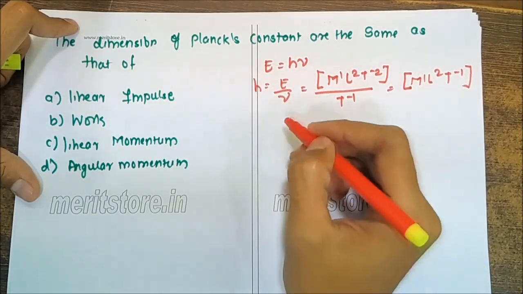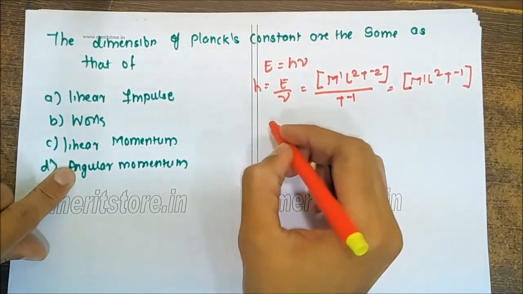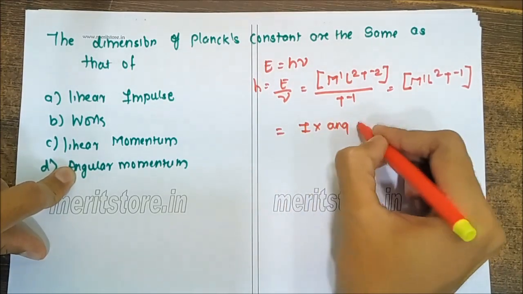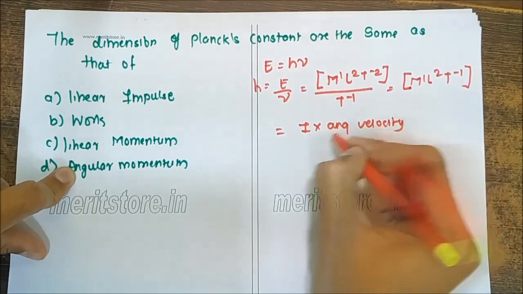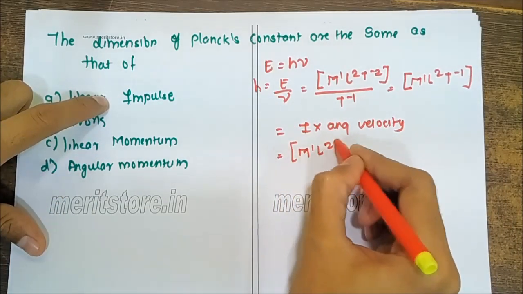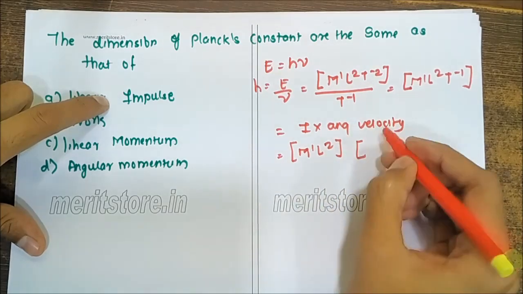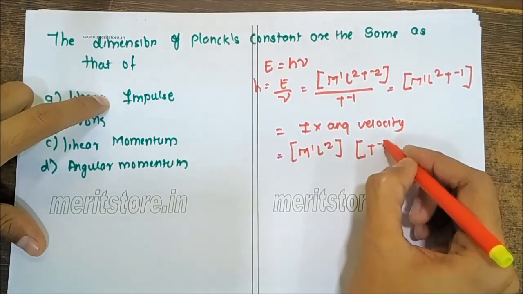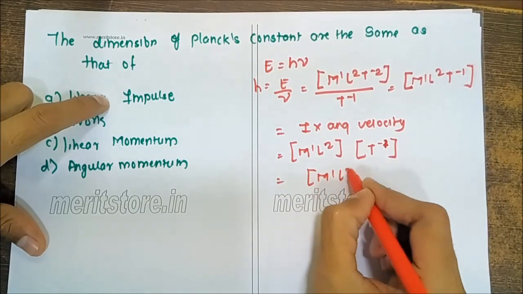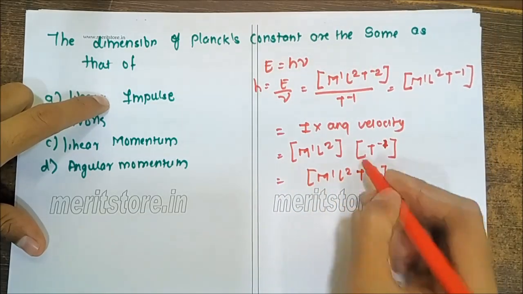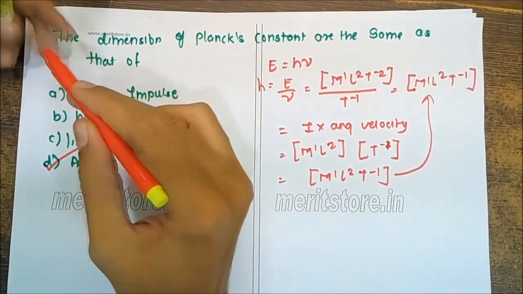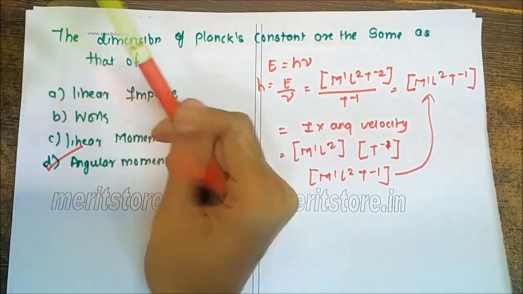So let's check this for the angular momentum. Angular momentum is nothing but I into the angular velocity. I, being the moment of inertia, has the dimensions of M1 L2, and the angular velocity is T raised to minus 1. So if we combine them both, we get M1 L2 T raised to minus 1, which is the same as that of Planck's constant. So angular momentum has the same dimensions as that of Planck's constant.